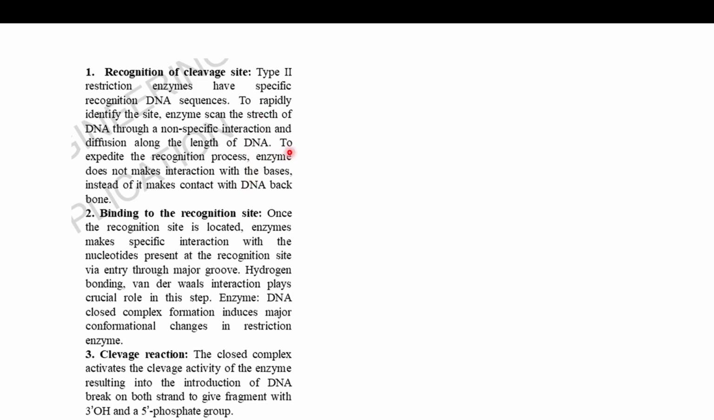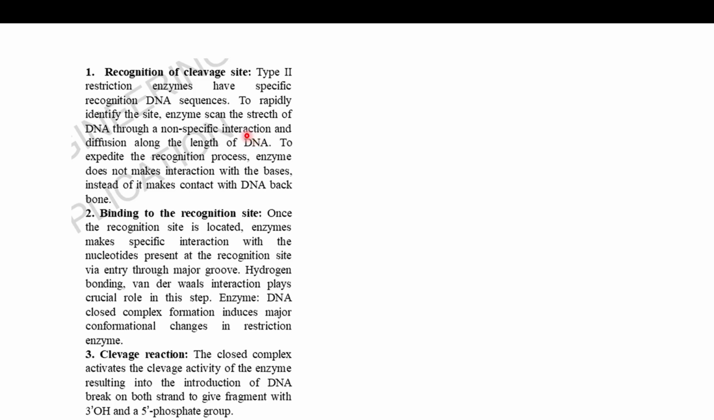Now this is the same thing that has been explained a little more in detail. Restriction enzymes have specific recognition DNA sequences, like specific sites where these enzymes will be acting, specific sites as in specific nucleotide sequence. To rapidly identify the site, enzymes can scan that stretch of DNA via a non-specific interaction. It won't be really tight or very specific, so that the enzyme isn't able to dissociate at all from the site, because first it has to search for its own site of action.